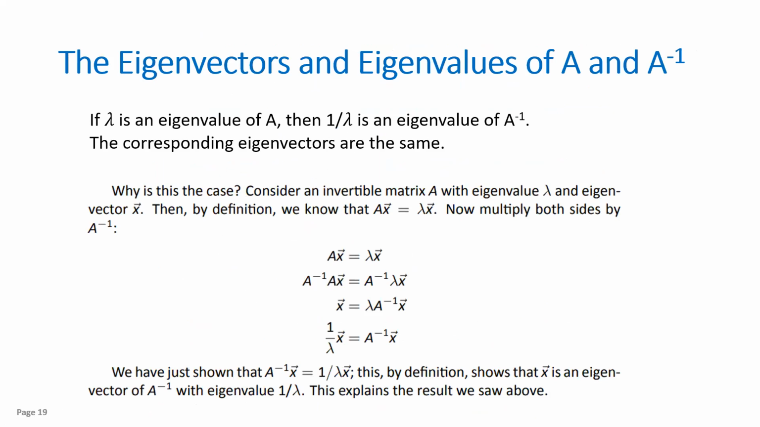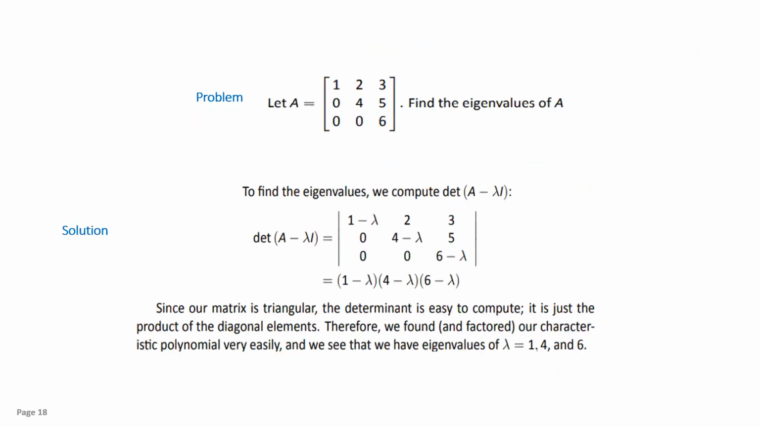Since our matrix is triangular, in this case the determinant is easy to compute. It is just the product of the diagonal elements. So anytime you have a triangular matrix, whether it is an upper triangular matrix or a lower triangular matrix, the product of the diagonal elements is nothing but our characteristic polynomial.